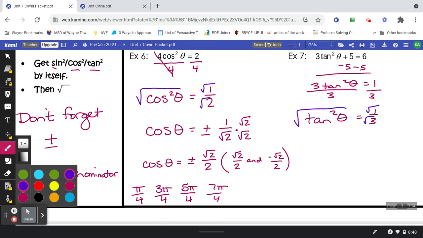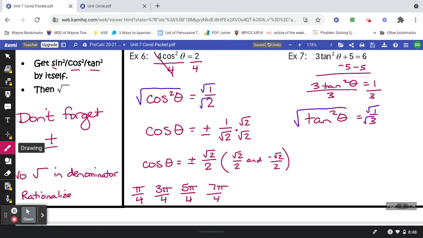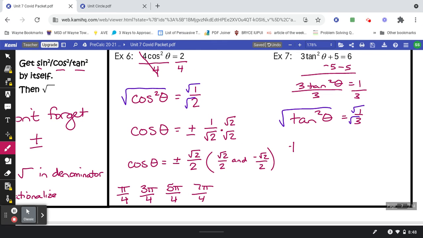Square root those fractions individually. Square root and the square cancel out, leaving us tangent of theta equals. I'm going to put my plus or minus sign. It's one of the most common mistakes, so don't forget to put it. Square root of 1 is 1. Square root of 3 is a decimal, so I leave it square root of 3.